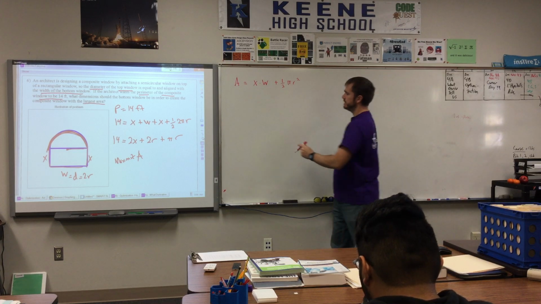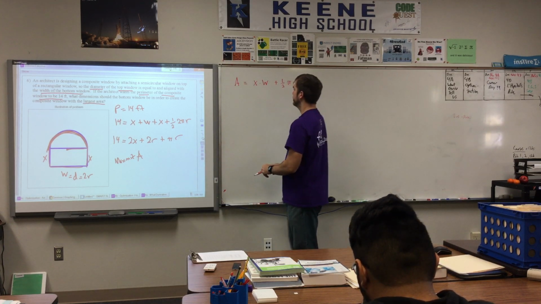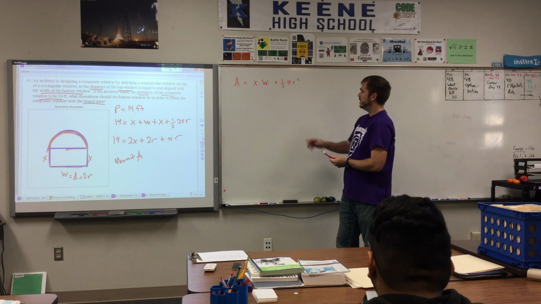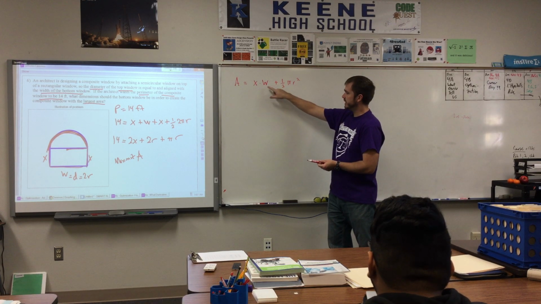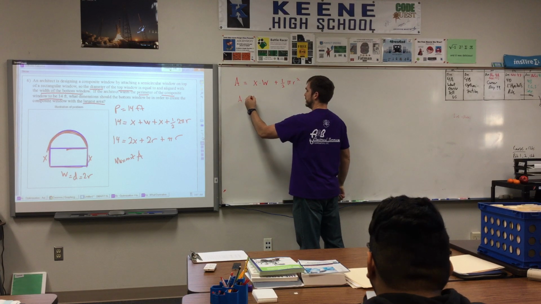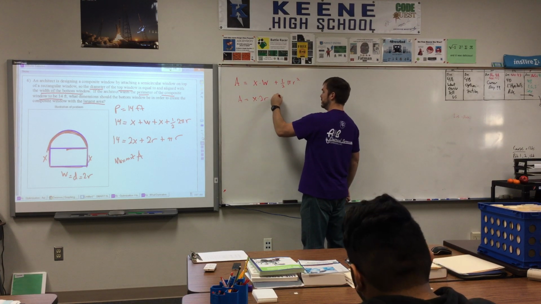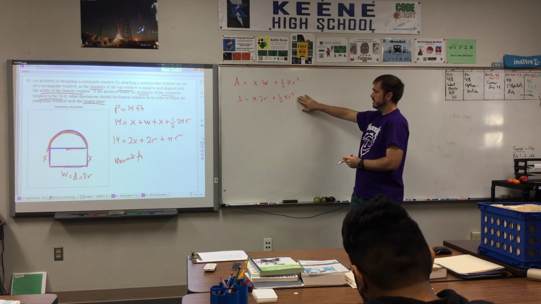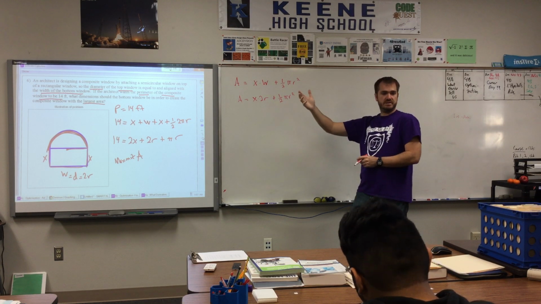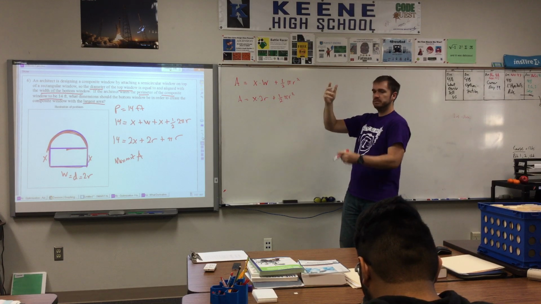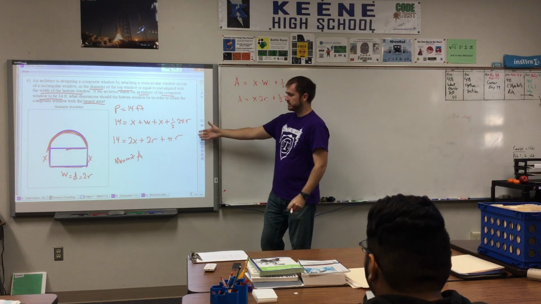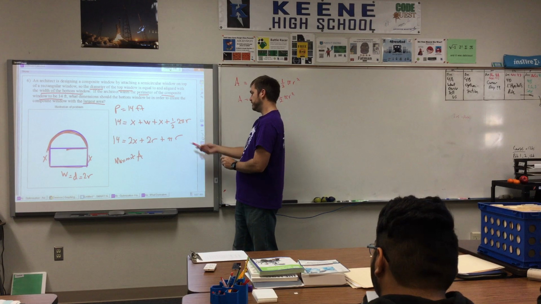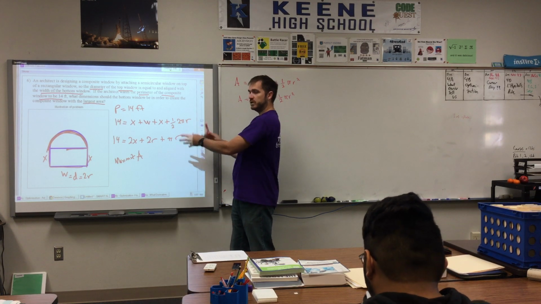All right, so this is the equation that we're trying to maximize. And we want it all in terms of one variable, right? I've got an x, a w, and an r. I can turn that w into r's pretty quickly, so area is x times 2r plus 1/2 pi r squared. So I just need to get this right-hand side in terms of all x's or all r's. Student's choice, what do y'all want? All x's or all r's? She says r's? Sure. So what we'll do is we'll modify this equation to solve for r.